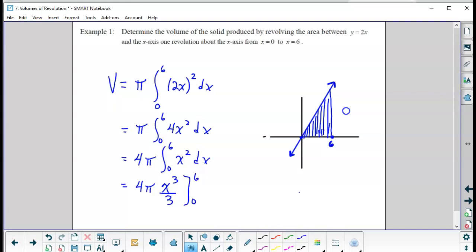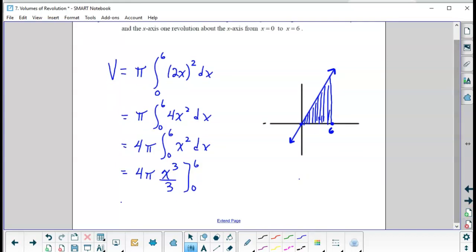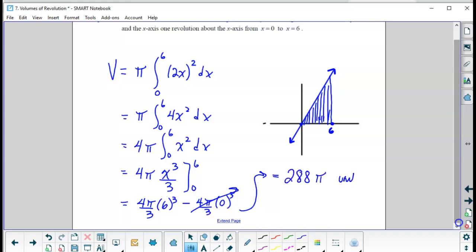Okay, I'm going to substitute in. So that's going to be 4 pi over 3 times 6 cubed minus, really, 4 pi over 3 times 0 cubed, which is 0. And then just simplify it. Don't use the decimal form of pi. So if you go 4 times 6 cubed divided by 3, you get 288 pi, and that would be units cubed.